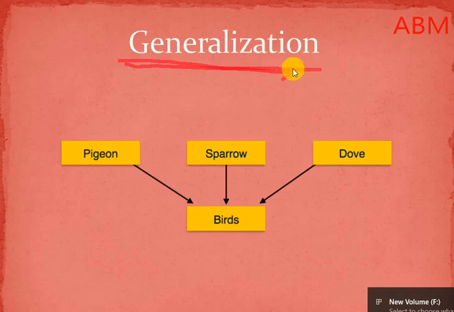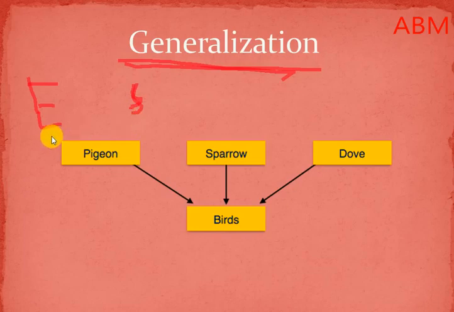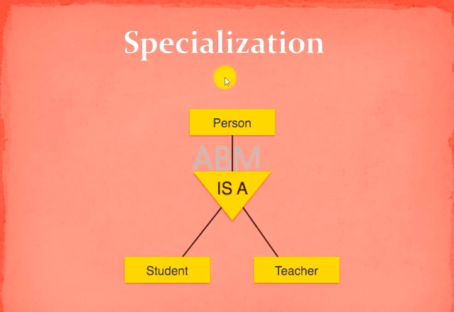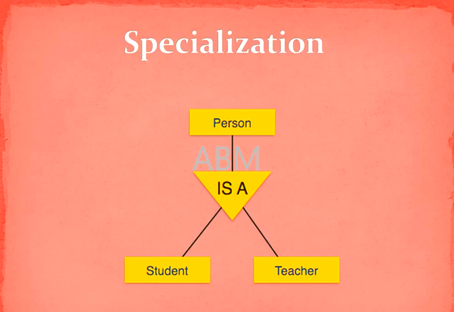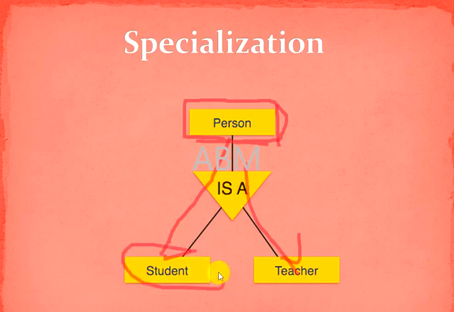Generalization discusses the general entity. For example, if we take the employee and the student, and for example the driver, etc. Specialization discusses the specific entity type. For example, in the specialization of person, we can take person as a student, we can take person as a teacher. So the student and the teacher are the special types of person.